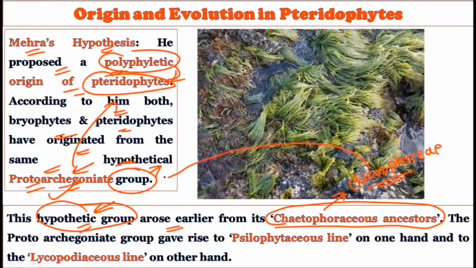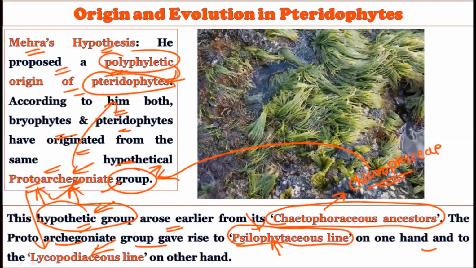Okay, so the chlorophycean algae created the proto-archaegoniate group, and the proto-archaegoniate group gave rise to the Psilophytaceous line. Okay, what is the Psilopsida? Whatever Psilopsida members are there, this line was created out of this particular proto-archaegoniate group. And on the other hand, to the Lycopodaceous line. So on the one hand, this proto-archaegoniate group has given rise to the Psilopsida, while on the other hand, it has given rise to the Lycopsida. So the Psilopsidaceous line is there in the evolution, and the Lycopsidaceous line is also there, both of these lines coming out of the proto-archaegoniate. Okay, so what is Mehra hypothesizing?